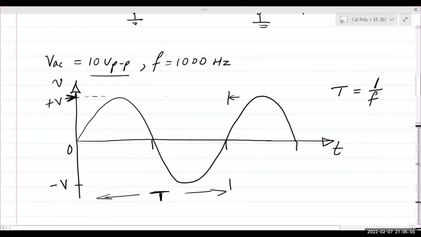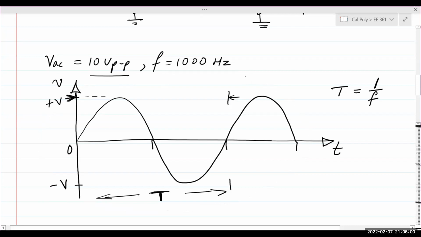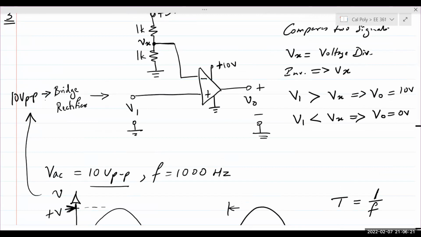Now, this input waveform is applied to the bridge rectifier. So this input waveform is basically being applied as an input to the bridge rectifier. Based on your previous experiments, as well as the theory learned in 321, you should be able to draw out what the output of the bridge rectifier looks like.